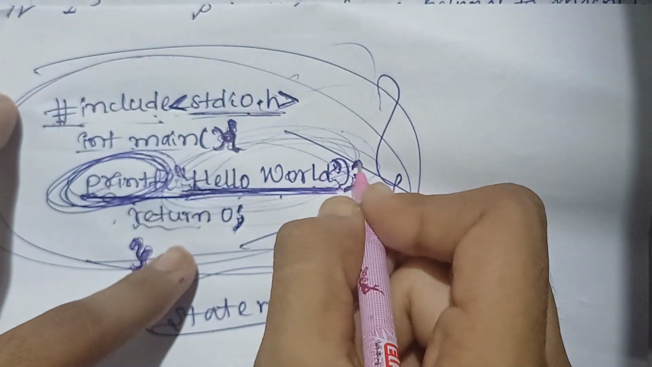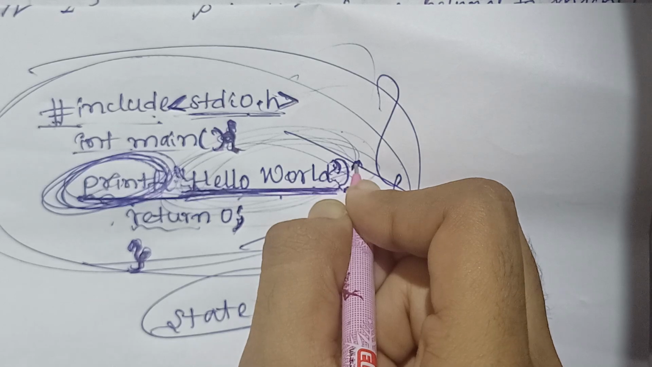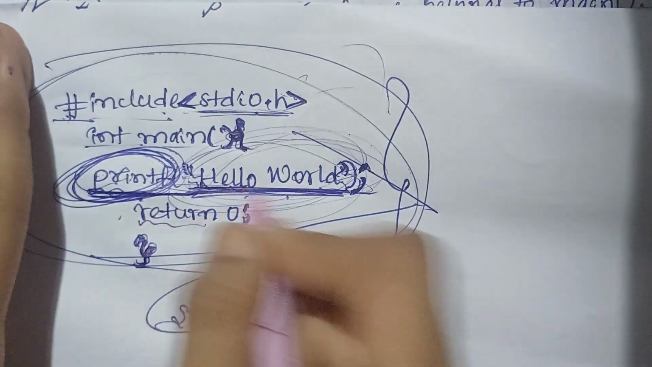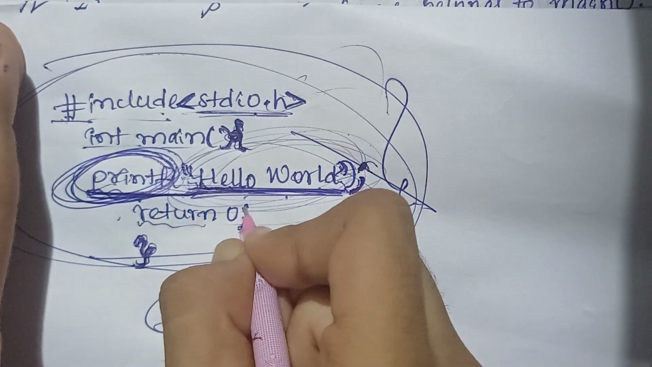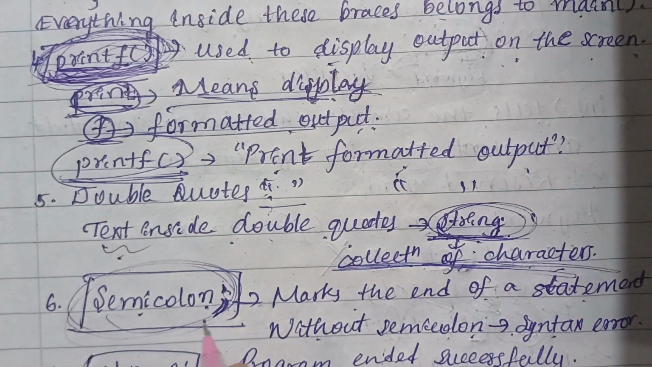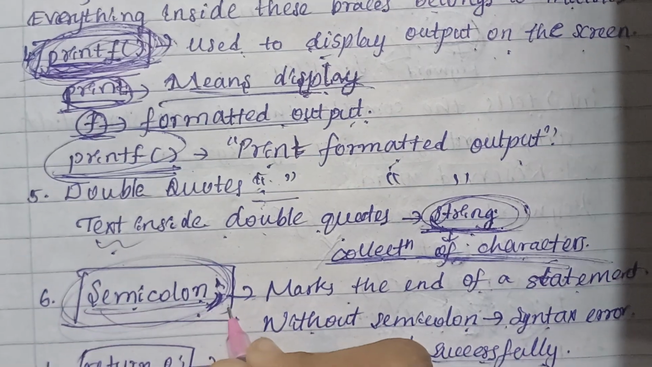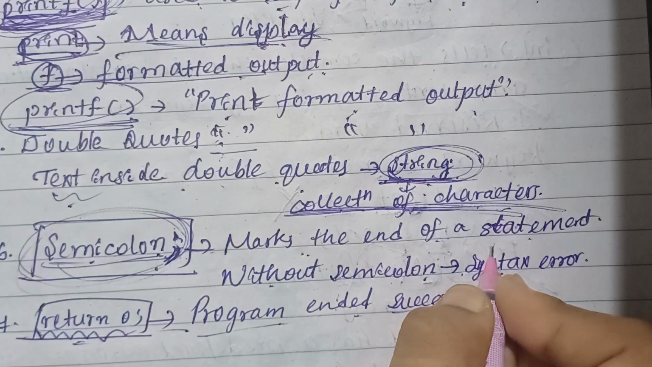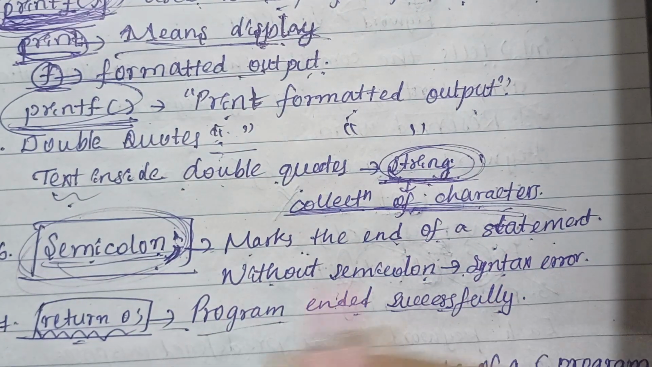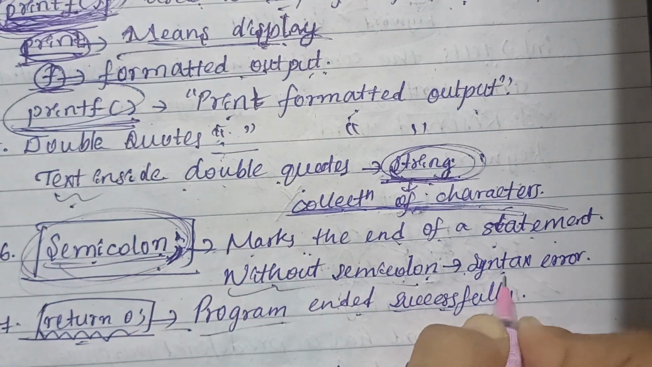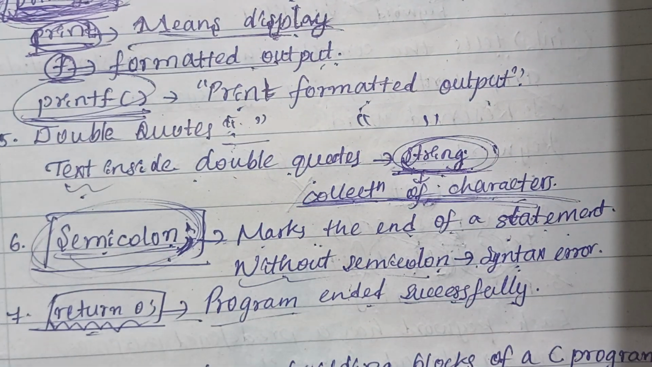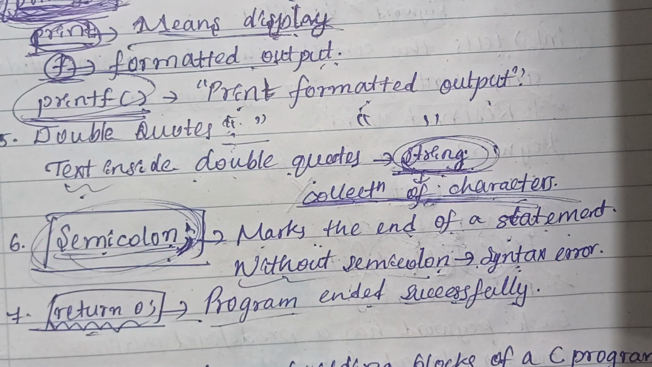You will be made aware of all these things in our upcoming videos. For now, just remember what is what and don't get worried. Since printf is a statement, you have to terminate it with a semicolon. This semicolon ensures that it is the end of a statement. That means it will mark the end of a statement, and without the semicolon you will get a syntax error. That means your compiler will throw an error and your program will not get executed.